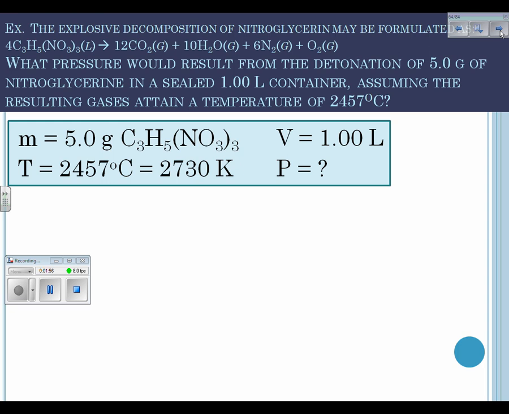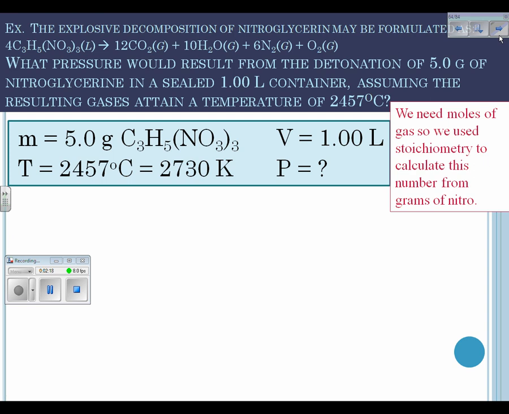And so to do the ideal gas law, we're going to need some information about moles. The key thing here is though we were given a mass of a liquid, which isn't actually about the gases, and we're asking about all the resulting gases. So we're going to need moles of gas, so we're going to use stoichiometry to calculate this from our grams of liquid nitroglycerin. So we're going to start with just our grams of nitroglycerin, and we're going to convert that into moles first.